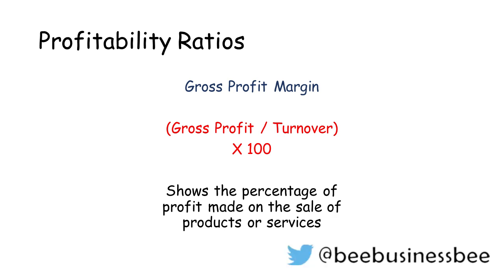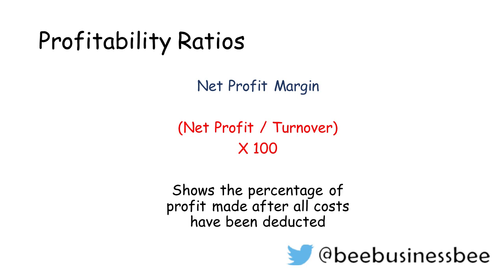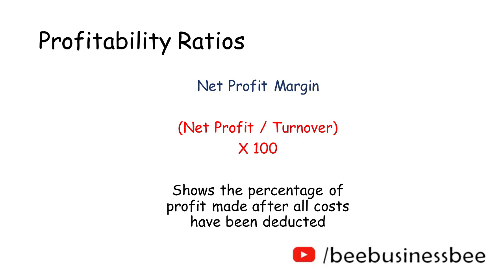Let's take a look at the net profit ratio now. So the net profit margin is really simple to calculate. All we've done is swapped gross profit to net profit. So the formula is net profit divided by turnover multiplied by 100. And again, this shows us the percentage profit that the company makes after all the costs have been deducted. So rather than the gross profit that looks at just the cost to produce the product or service, the net profit is working out the profit you make after you take away all your costs. Your net profit percentage should always be lower than your gross profit, but the gap between these two is quite important, as we'll explain later.